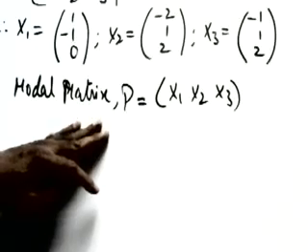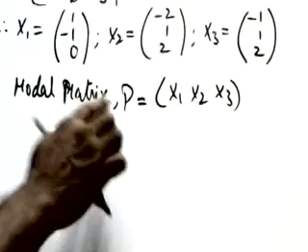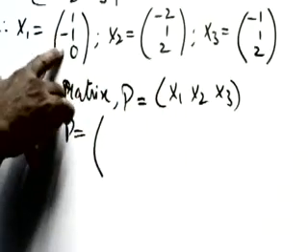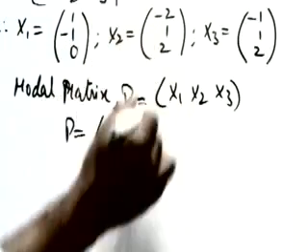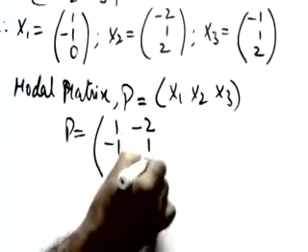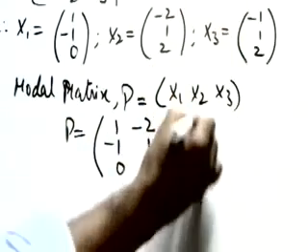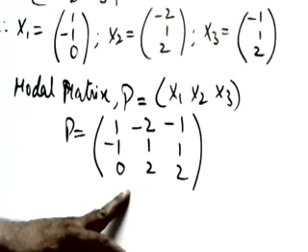Suppose in some question it is asked only about the model matrix, then we just substitute the values and leave it. We will not diagonalize. Find the model matrix means P equals x1, x2, x3. x1 is the first vector, 1 minus 1 0. x2 is the second vector, minus 2 1 2. x3 is the third vector, minus 1 1 2. Okay? So we got this P.